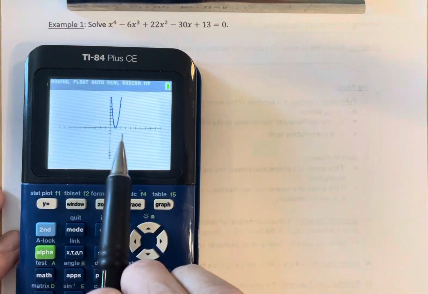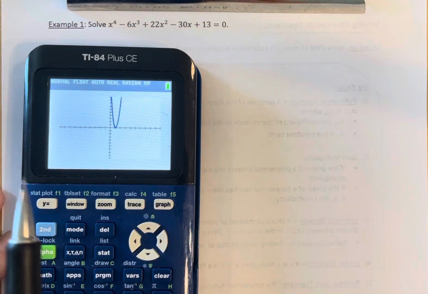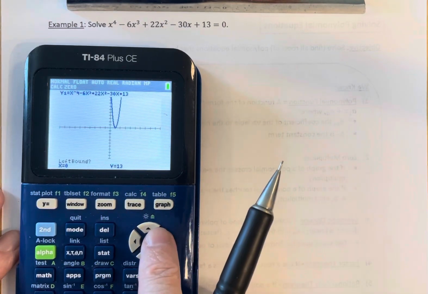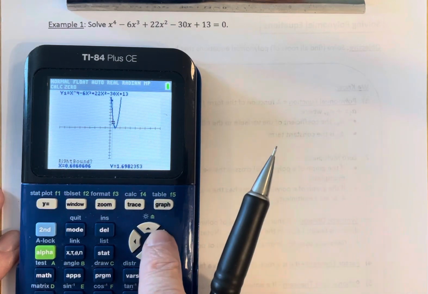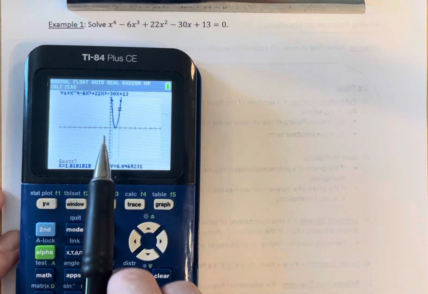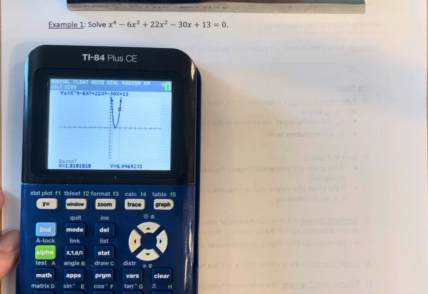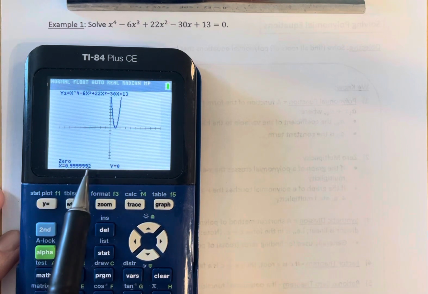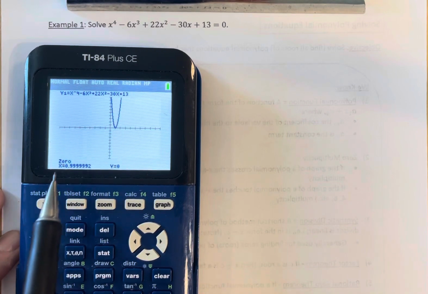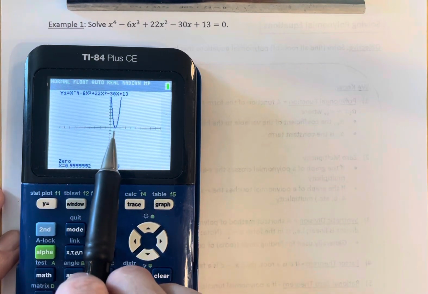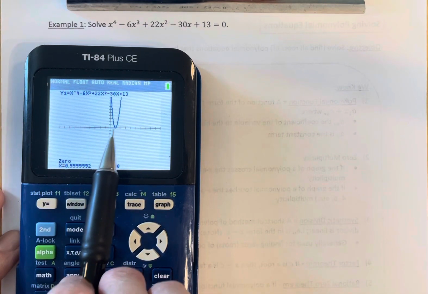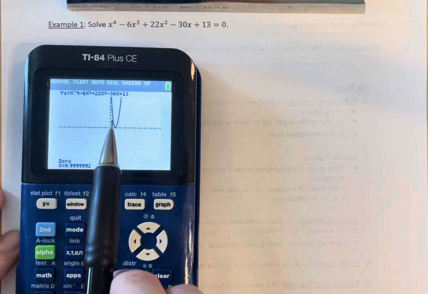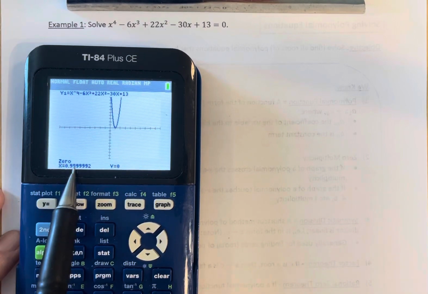Okay, it looks like I have a zero, and it looks like that zero is at 1. Let's take a quick look here. Second, calculate the zero, and let's give it a left bound and a right bound to ask the calculator to look between these two bounds and press enter. And the zero is indeed x equals, well, 0.999, that's just the calculator being finicky. There's a zero at 1, we can see that here. Notice it touches and turns. So this zero occurs 2 times, 4 times, 6 times. It's a zero of even multiplicity because it touches and turns. We're going to worry about it one time.